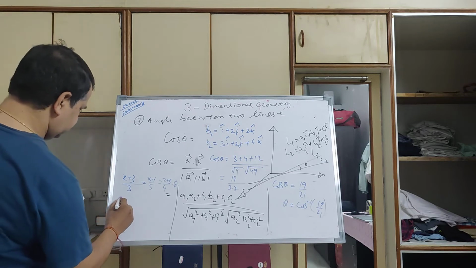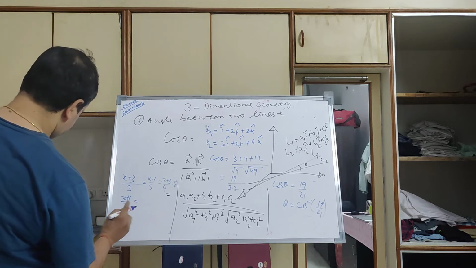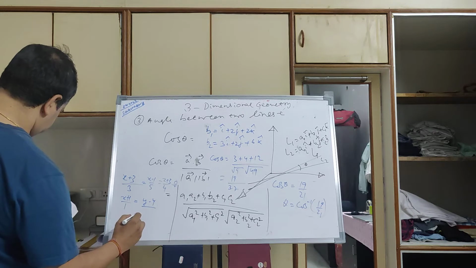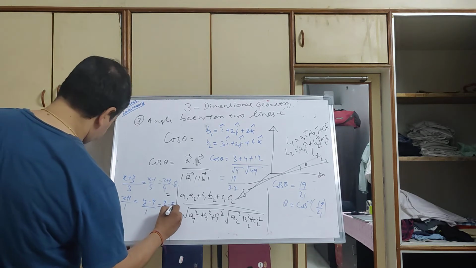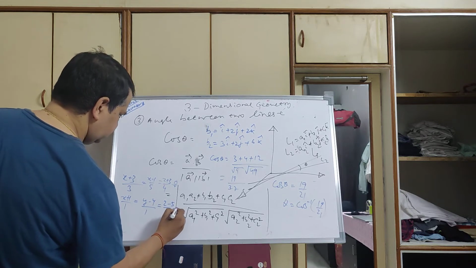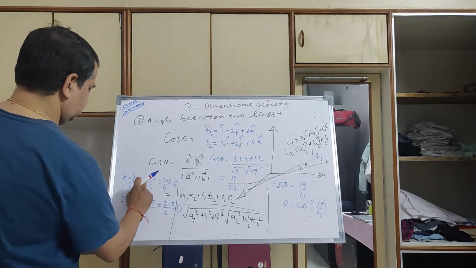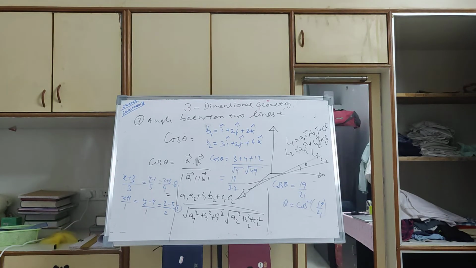Then another equation is (x + 1)/1, then (y - 4)/1, and (z - 5)/2. Okay, so this is another equation. So these are two different equations, and he is asking to find out the angle between these two. So here this is x minus x1, y minus y1, and then the direction cosines.